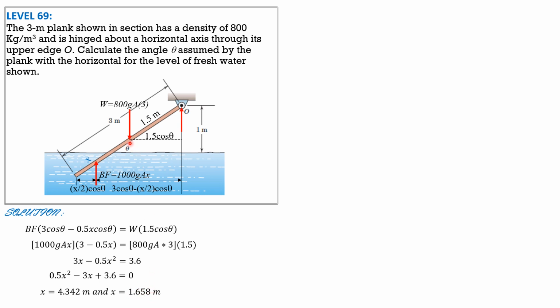From the figure, sine of theta is 1 meter divided by this length. So this length is 3 minus x. So sine theta is 1 over (3 minus x), and x is 1.658. Solving for theta, theta is equal to 48.17 degrees.